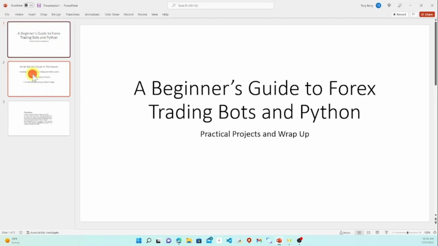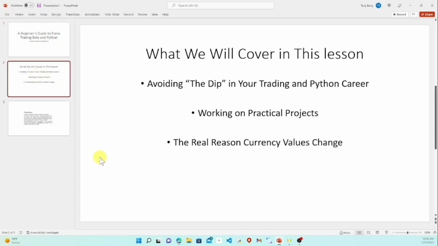So let's take a look at what we're going to cover today. The first thing is avoiding the dip in your trading in Python career. This is a place that a lot of people get bogged down, quite frankly, and we're going to cover that and how to avoid that. And one of the ways to do that is to work on practical projects. There's a lot of projects available out there, but really a lot of them are not that great. So I'm going to give you a little heads up on some things you can do that are actually practical.